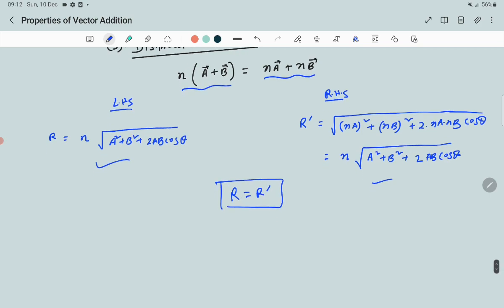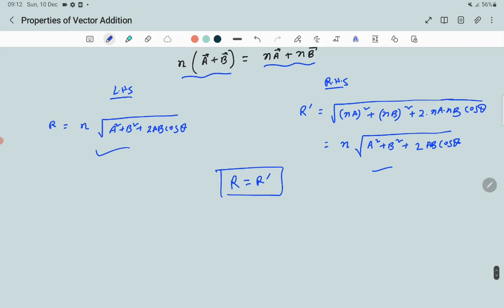Similarly, you can prove the directions also by using tan alpha. Tan alpha is what you use if you want to see the direction of a plus b, where alpha is the angle made by a with the resultant. If this is your a, suppose, and this is your b, and this is your resultant, that is a plus b. Now what is the direction of a plus b? The direction of a plus b will be the same as the direction of n into a plus b, because n is a scalar quantity.